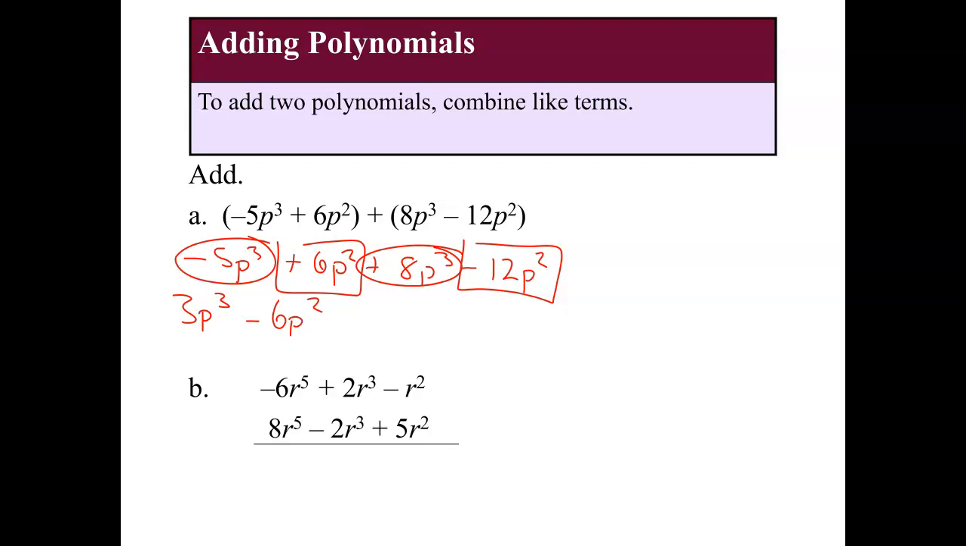Okay. So negative 6r to the fifth and 8r to the fifth combines to give me what? Okay. If I have positive 2 and negative 2, what happens? Cancels out as 0. And then negative r squared plus 5r squared gives me 4r squared. All right. Combine your like terms.